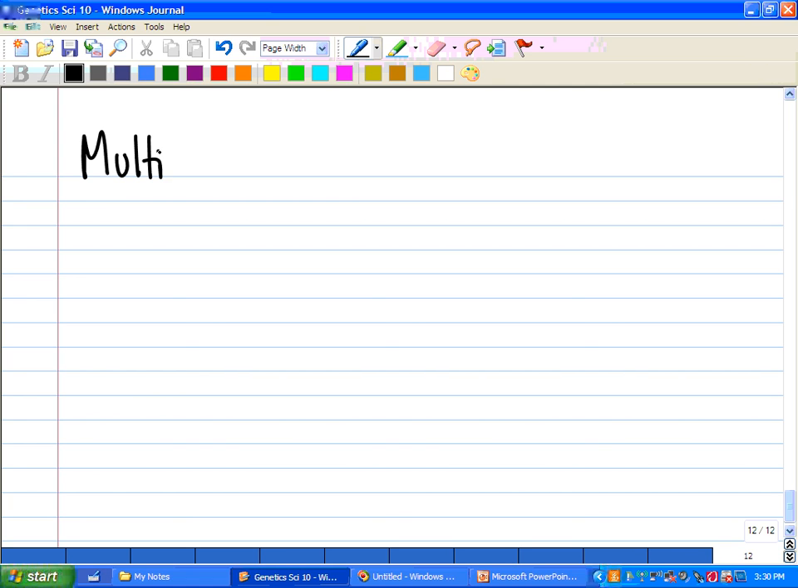Okay, so we've been talking about Mendelian genetics. We've been looking at complete dominance, incomplete dominance, where traits blend together, and codominance, where we actually see both phenotypes displayed. And today we're going to finish off this little section by looking at two more topics. The first one is multiple alleles.